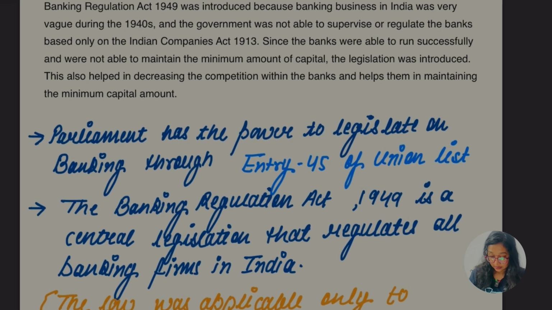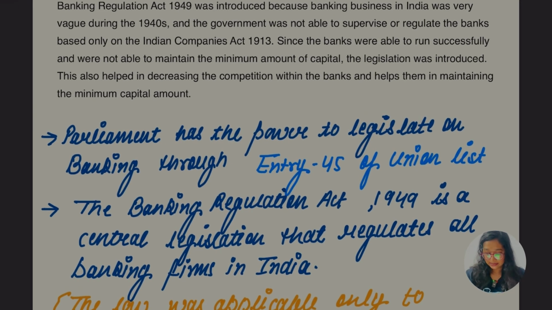The first sentence I have written is that the Parliament has the power to legislate on banking through entry 45 of the Union List. In the Constitution of India there are three bodies: first legislative, second executive, and third judicial. The legislative makes the law, the executive, which is the government, implements that law, and the judicial checks whether the law made by the legislature is implemented rightly or not, and if not, what action should be taken.